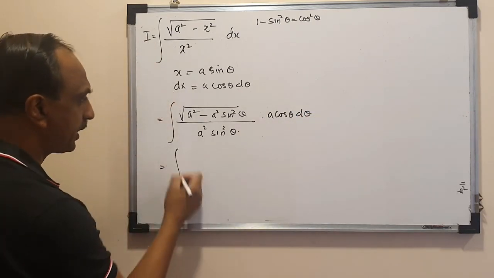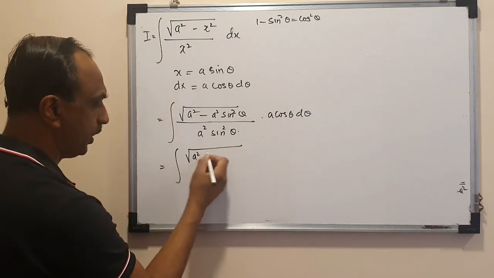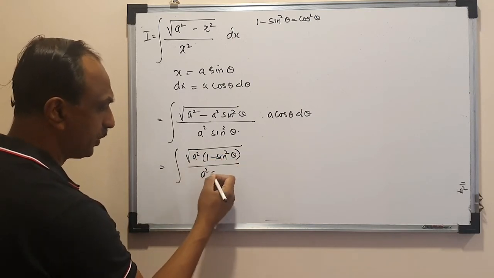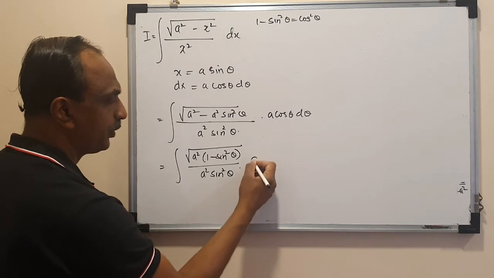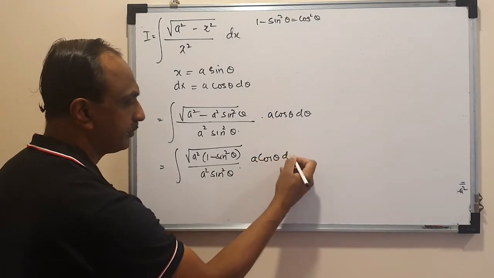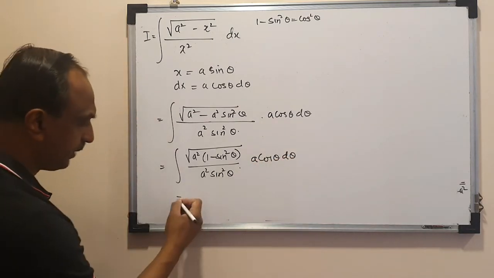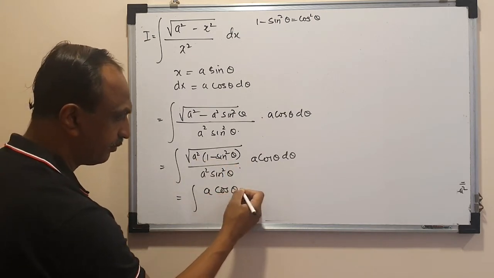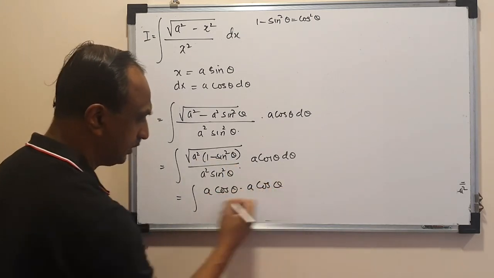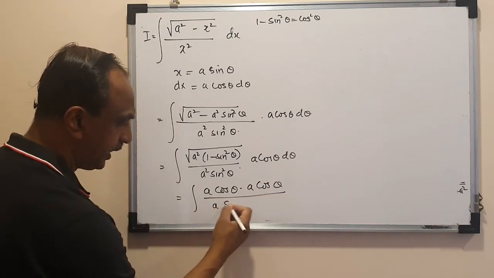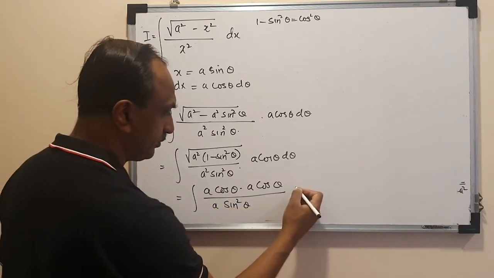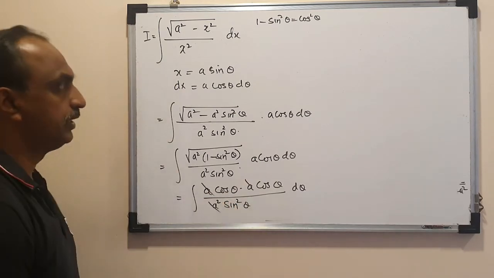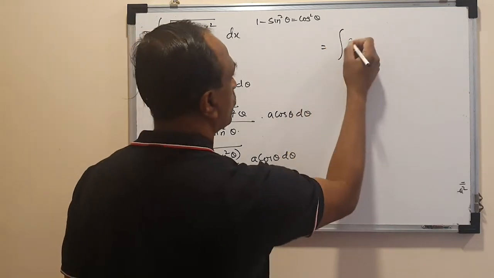So this became integral root of a square into 1 minus sine square theta divided by a square sine square theta into a cos theta d theta. Finally, this became cos square theta, so a cos theta into a cos theta divided by a sine square theta d theta. So a square will get cancelled. So it will end up in cot square theta d theta.